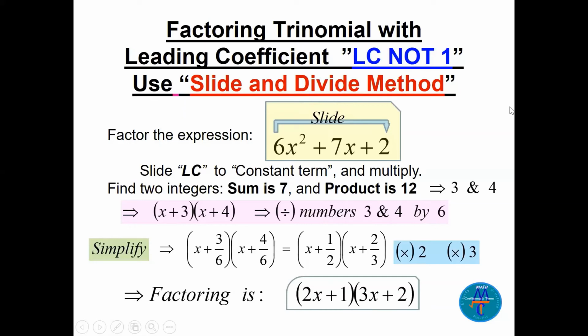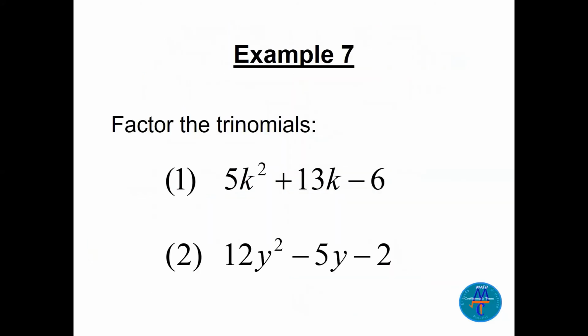I will show you 2 more examples on slide and divide, then you can try yourself. Let's see. 2 examples here, very nice. 5k squared plus 13k minus 6 and 12y squared minus 5y minus 2. Let's take one by one, please. I advise you at this moment to pause the video for a minute or so and try the first one here, please, by using slide and divide method. Okay, I hope now you have finished. Let's see.